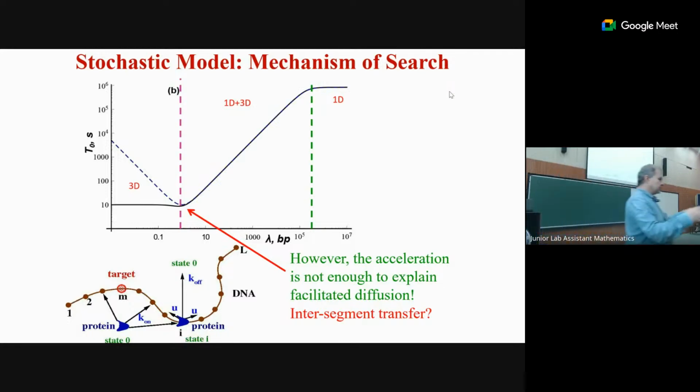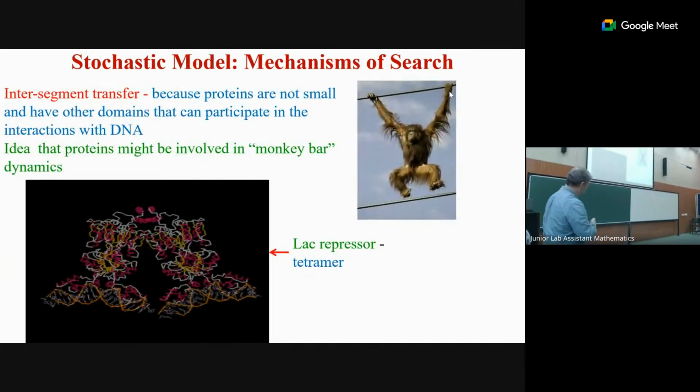And again, let me repeat the logic. You have a phenomenon, you have a model which describes things. It describes many things, but not everything, right? Then you change the model. That's the logic here. That's the way you do it. And so we're missing something, which is intersegment transfer.